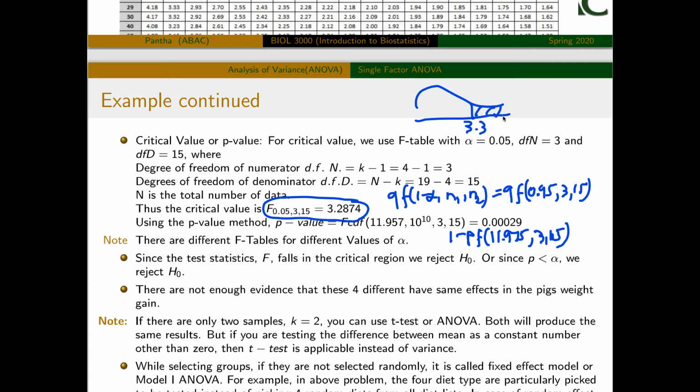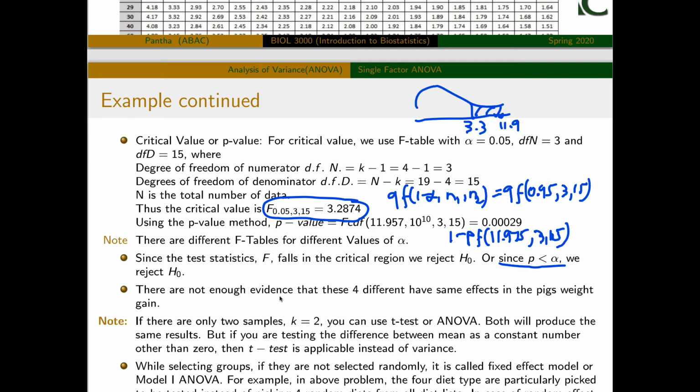And your test value is somewhere here, 11.9, right? Since it falls in the critical region, we reject. That's one way. Another way is, since the p is less than alpha. What is your p? P is 0.00029, right? So alpha is 0.05. Then we reject the null hypothesis. So what is the conclusion?